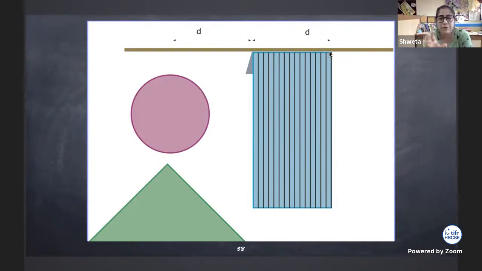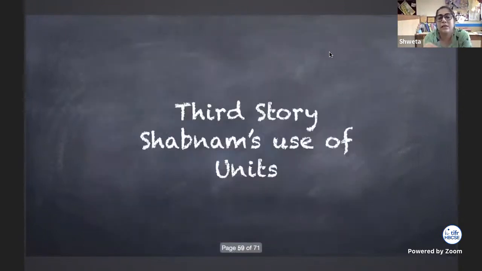So we said there is a push for standardization. We said that there is a push for accuracy. And the third story is about how sometimes we use units. So I'm going to tell you the story of Shabnam.